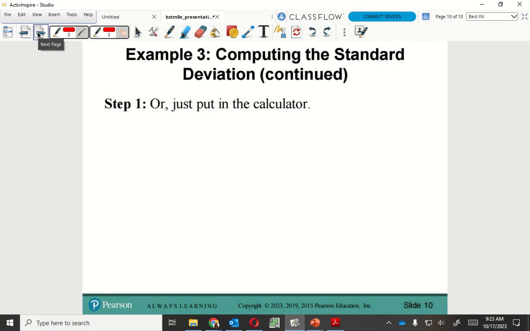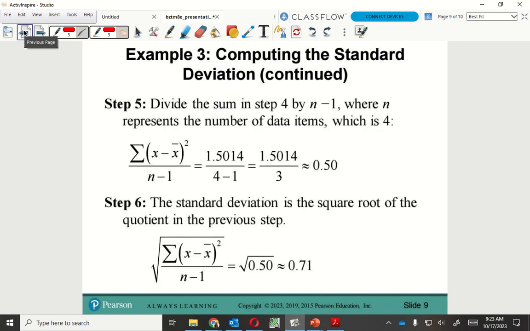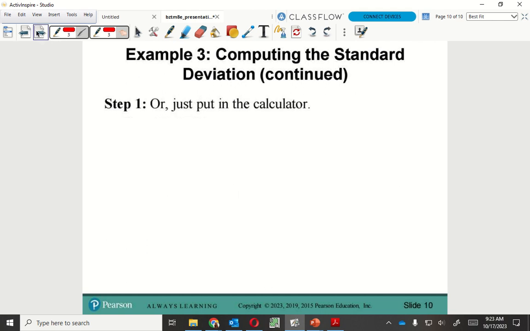So right here, where we get this. So step by step, 1 through 6, or step 1. Just put it in the calculator. That's what the notes say. Just put it in the calculator. You like that? Okay, good.